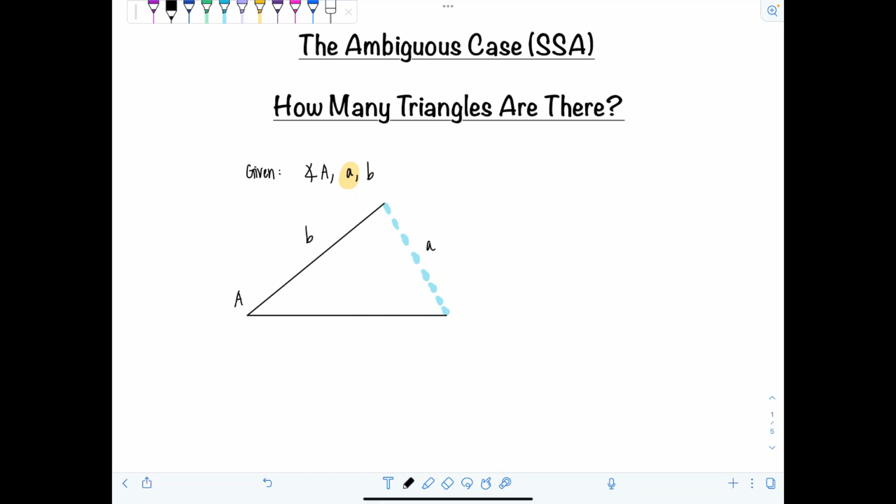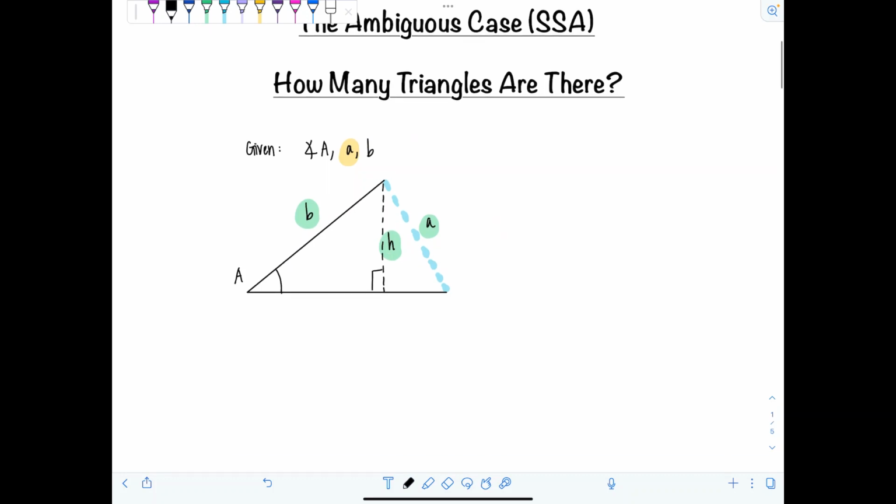The first thing you need to do is figure out what the height is in this triangle, basically the altitude, and that's going to help you figure out how many triangles you have. Once you figure out that height, it's all a matter of comparing the height to side A and side B, and from there you'll know how many triangles you have. So let me show you a scenario, and then you guys tell me how many triangles we're working with, okay?